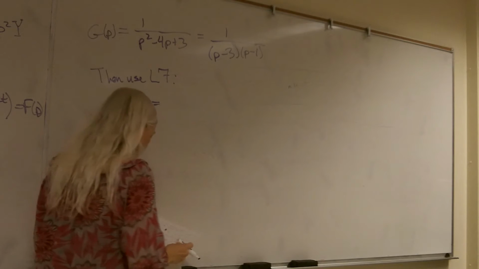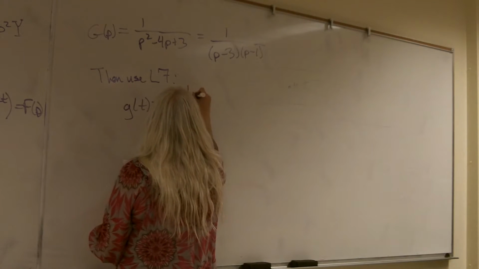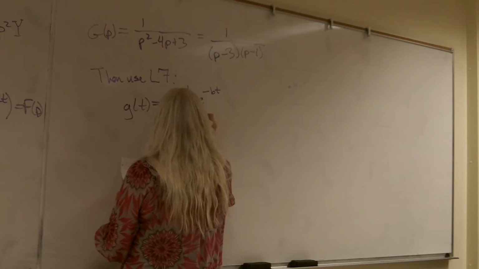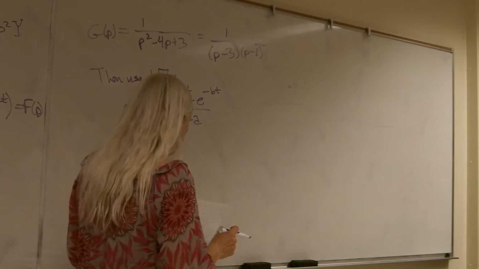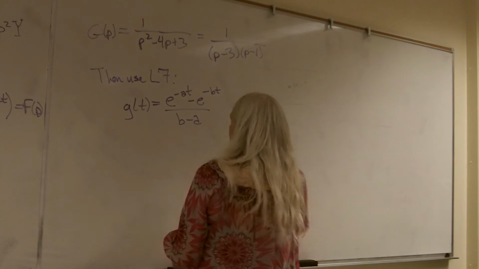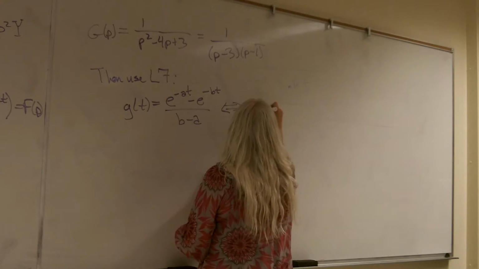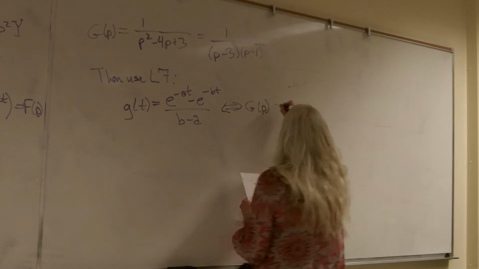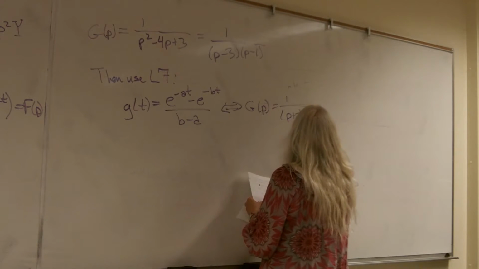if we have a function little g of t of the form e to the minus at minus e to the minus bt, all over b minus a, where a and b are some constants, okay? L7 tells us that the capital G of P that goes along with this, the Laplace transform of this little g of t, is 1 over P plus A times P plus B.